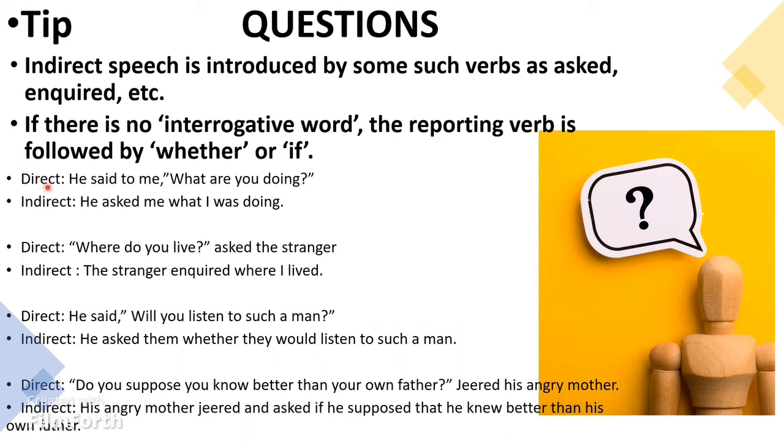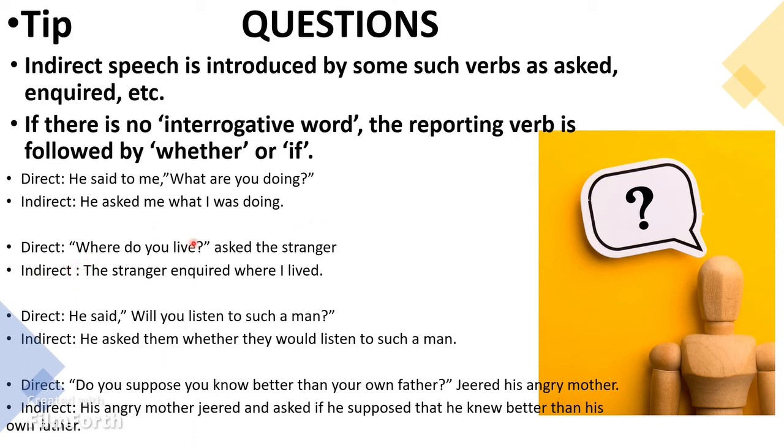Let's take some examples. He said to me, what are you doing? Now children, this what, it's an interrogative word. WH words, they are interrogative words. If that is there, what will you use? Asked or inquired. When you change it into indirect statement, it becomes he asked me what I was doing.